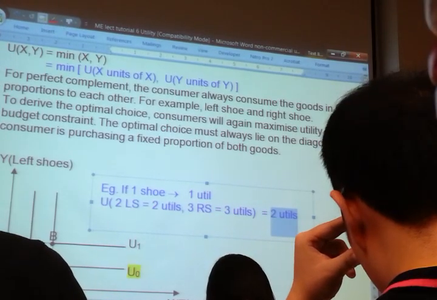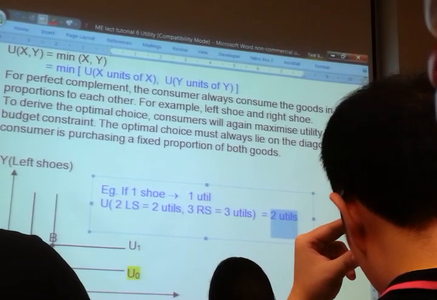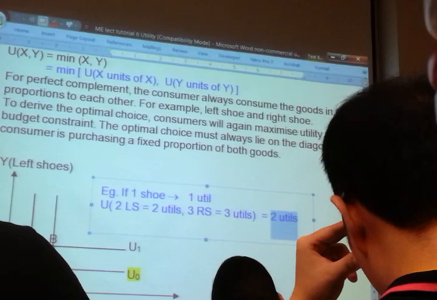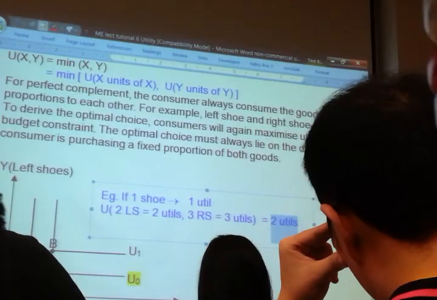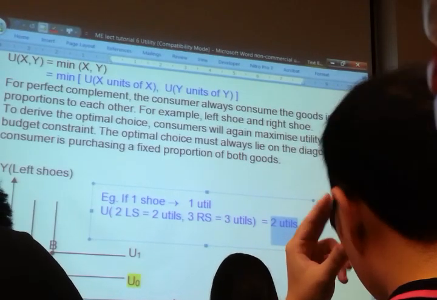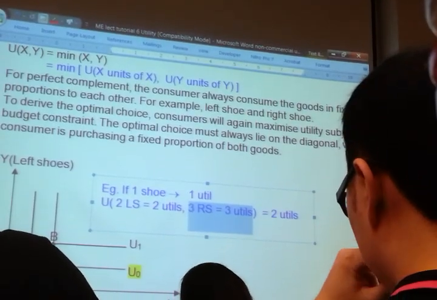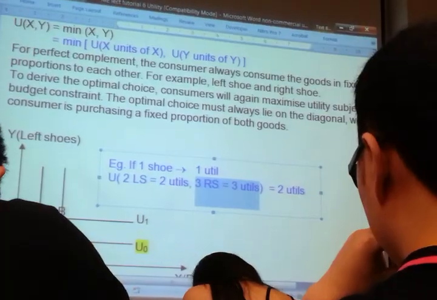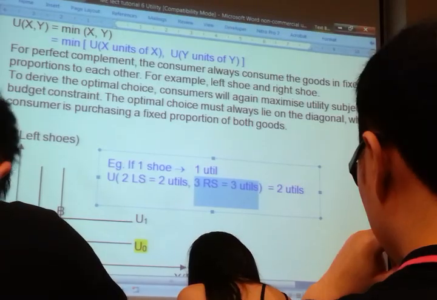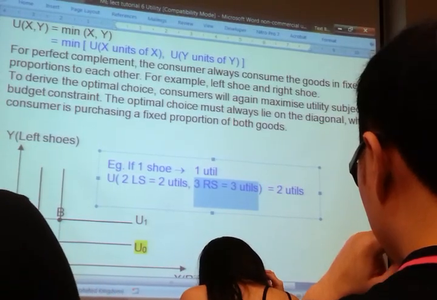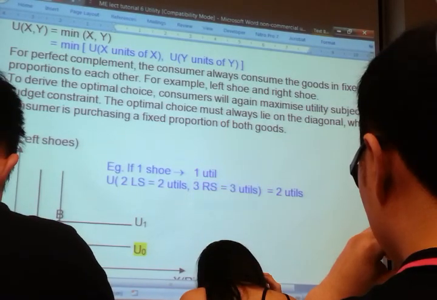You should understand why, right? If you have 2 left shoes, 2 right shoes, perfect complement. Any other extra right shoe will serve no purpose. So therefore the utility should be based on the lower of the 2. Because the 3rd right shoe, even if you have 1 million right shoes, no use. The utility cannot increase. Understand? If you have 2 left shoes, only 2 right shoes can complement the 2 left shoes. The rest are all useless. So that's why the utility is always based on the lower of the 2 utilities.